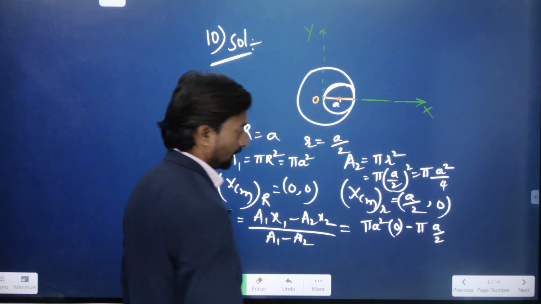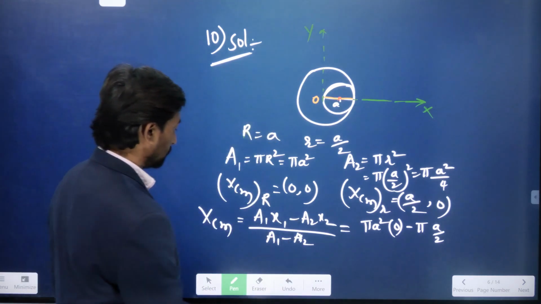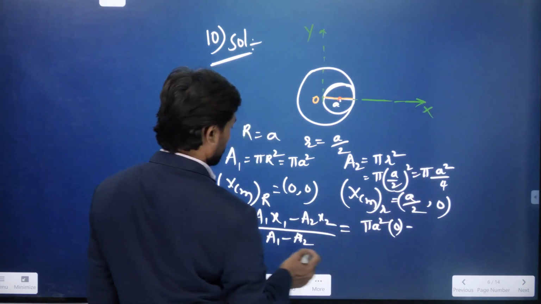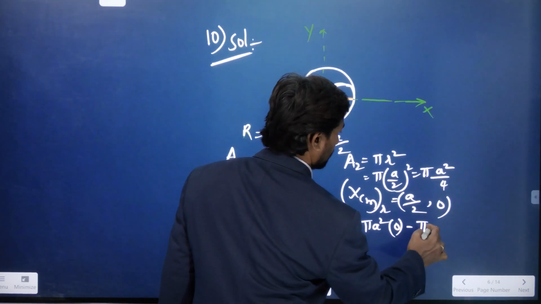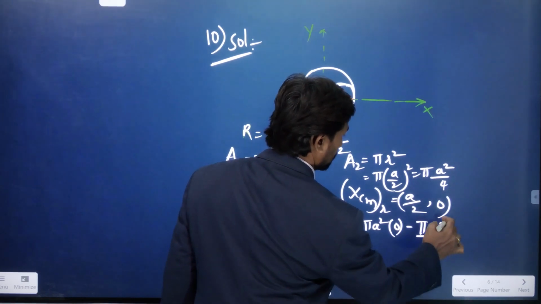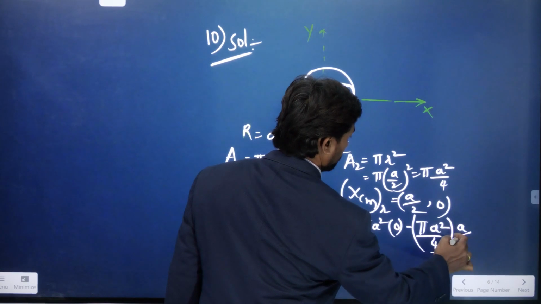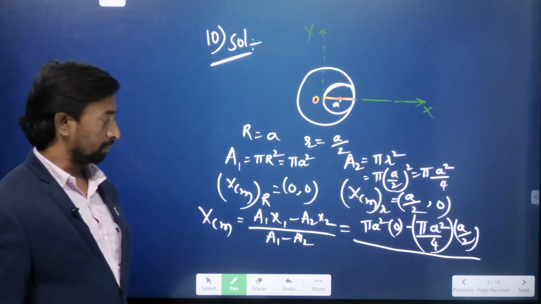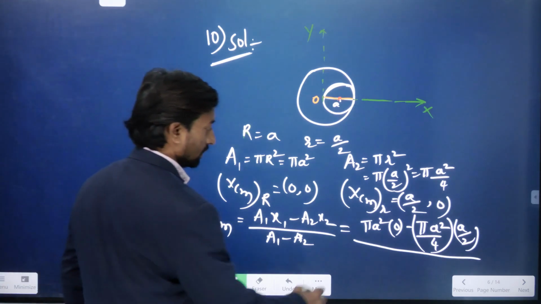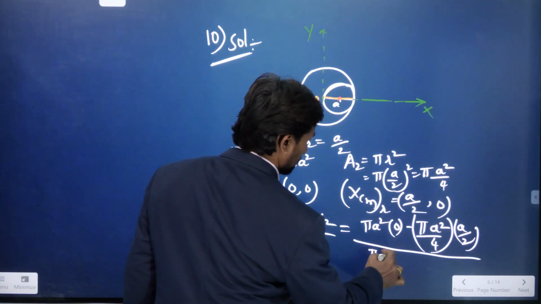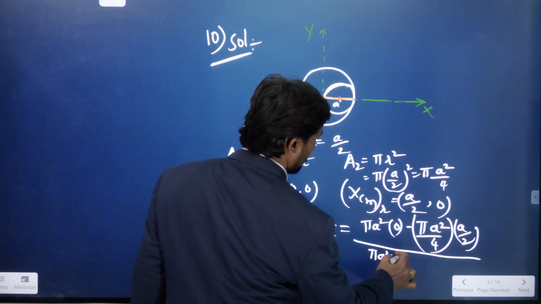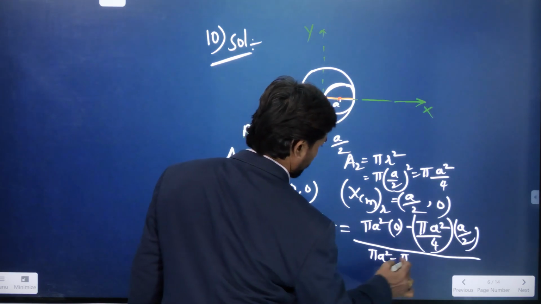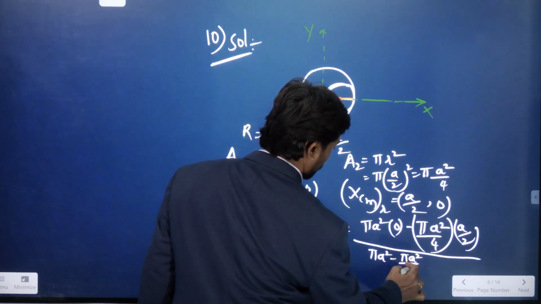Area A2, here A2, what can you write there? A2 will be this whole thing, so A2 is pi into a square by 4, into a by 2, so whole divided by A1 minus A2. A1 is a square minus A2, which is pi into a square by 4.